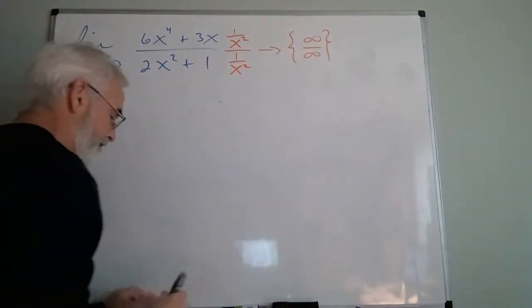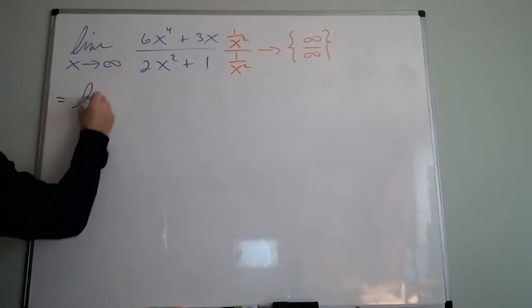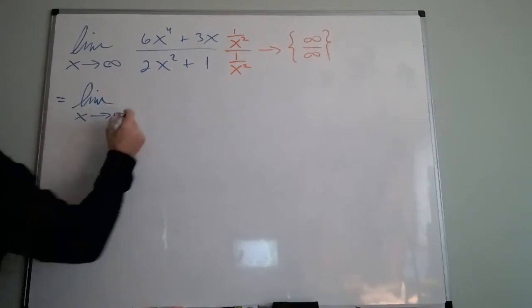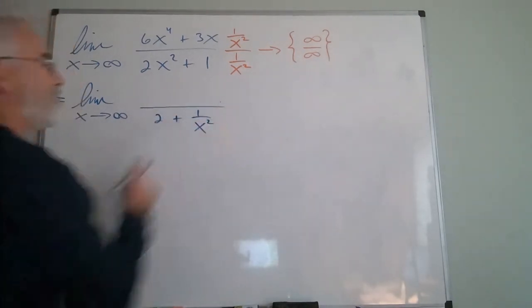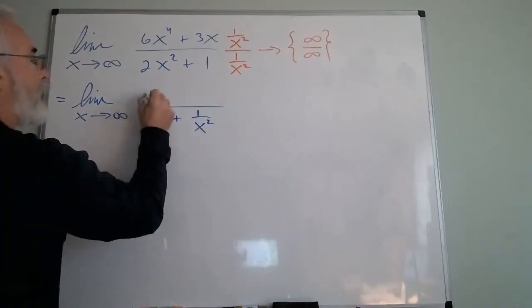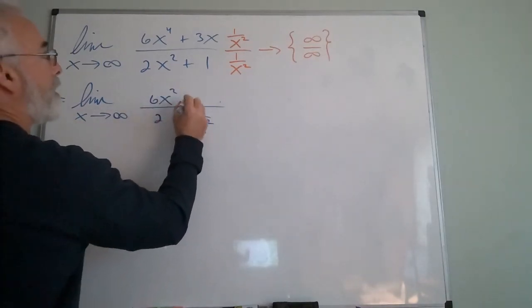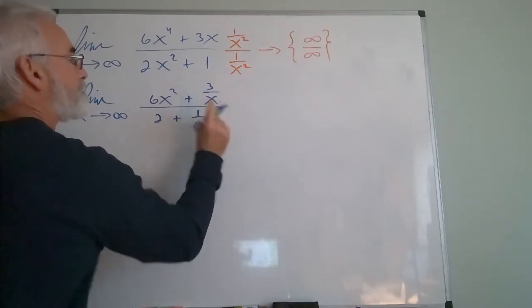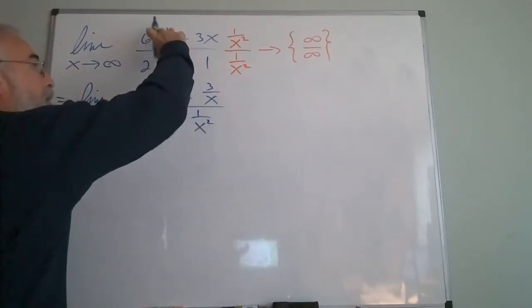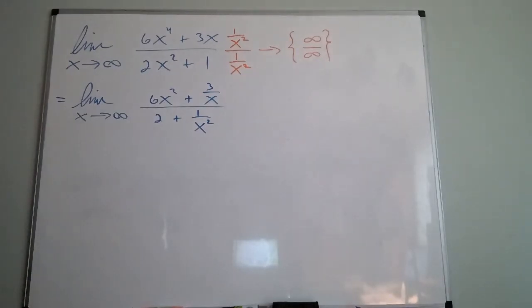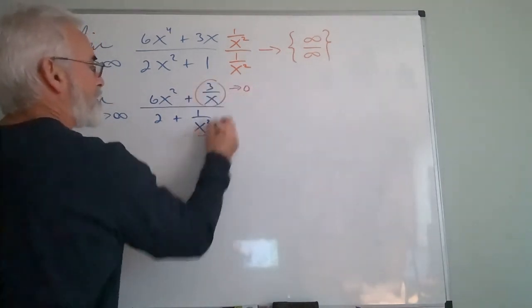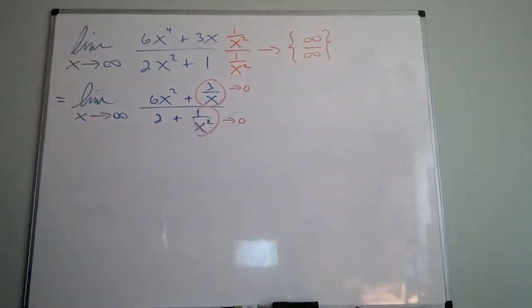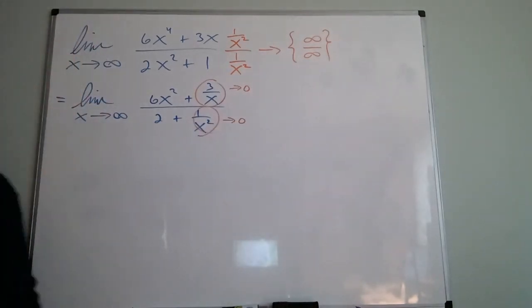And when I do that, this will equal the limit as x goes to infinity of, on the bottom I'll have 2 plus 1 over x squared. On top I'll have 6x squared plus 3 over x. Now again, algebraically, that quantity is equal to that quantity, so therefore their limits are also the same. Now, as x grows without bound, once again, these transient terms both approach 0. Great. My denominator, therefore, is approaching 2.